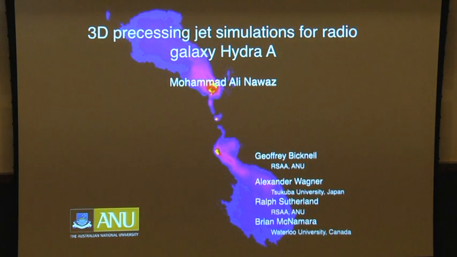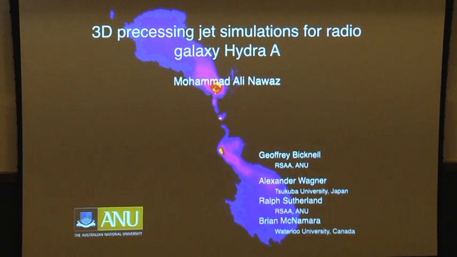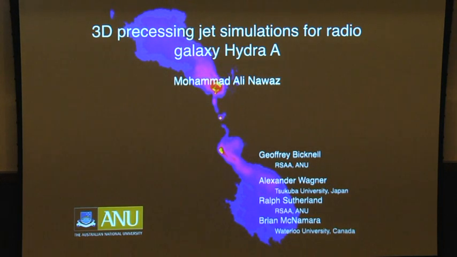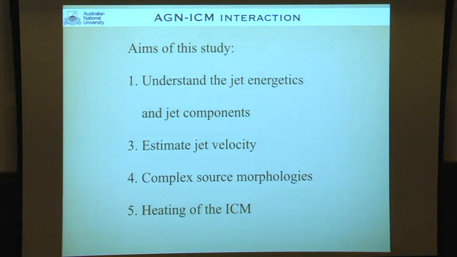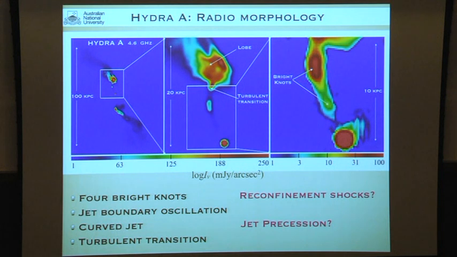I have also been studying a complex radio galaxy, which has a beautiful asymmetry. This source is called Hydra A. The galaxy is here, and we have a jet lobe structure, northern and southern side, and a beautiful asymmetric structure. So the aim of my study is to provide a better understanding of jet energetics, jet composition, and components, and estimate jet velocity, and provide an interpretation for the complex source morphology and heating of the ICM, focusing on a detailed model of the northern Hydra A jet. I focus only on the northern jet because we don't have enough data on the southern side.